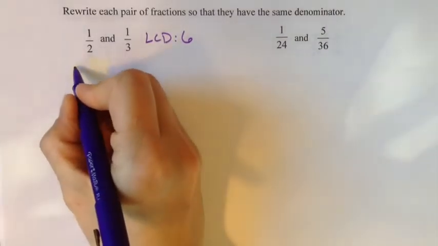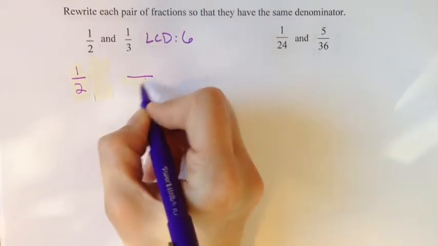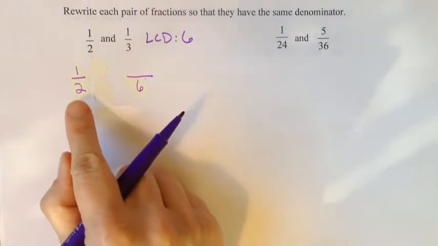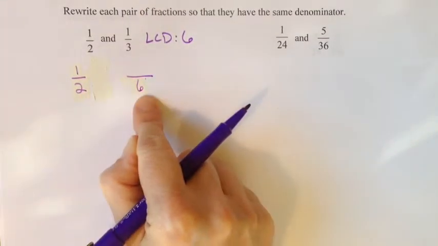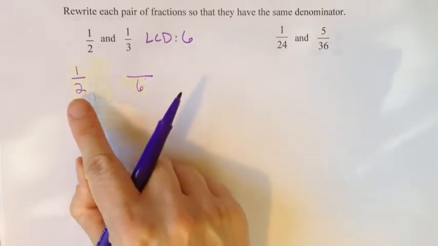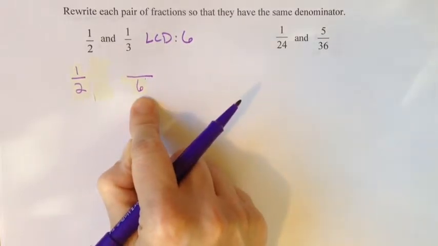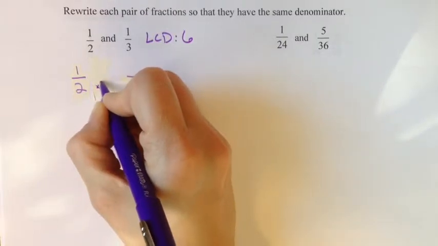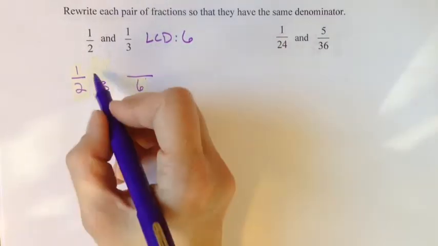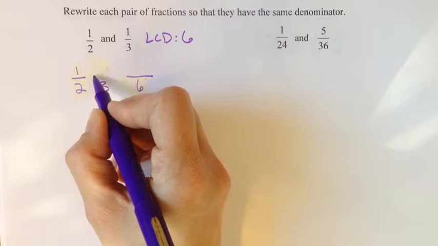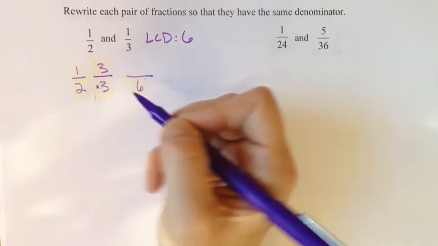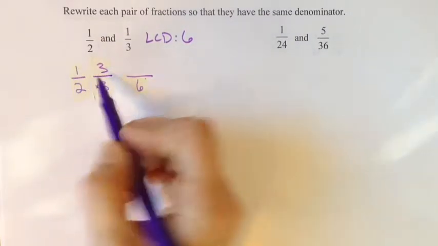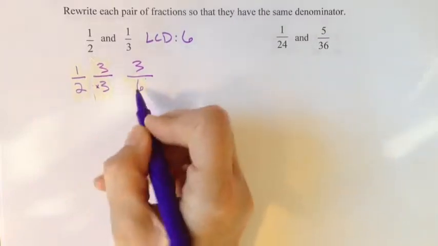Now, looking at the number 1/2, and knowing that I need to end up with a 6 in the denominator, what do you need to do to a 2 to get a 6? Or what do you need to multiply 2 by to get 6? You've probably already seen that that is 3. So we're going to be multiplying by 3. But if I do that to the bottom of a fraction, I need to do the same thing to the top of the fraction. 1 times 3 is 3, and 2 times 3 is 6.